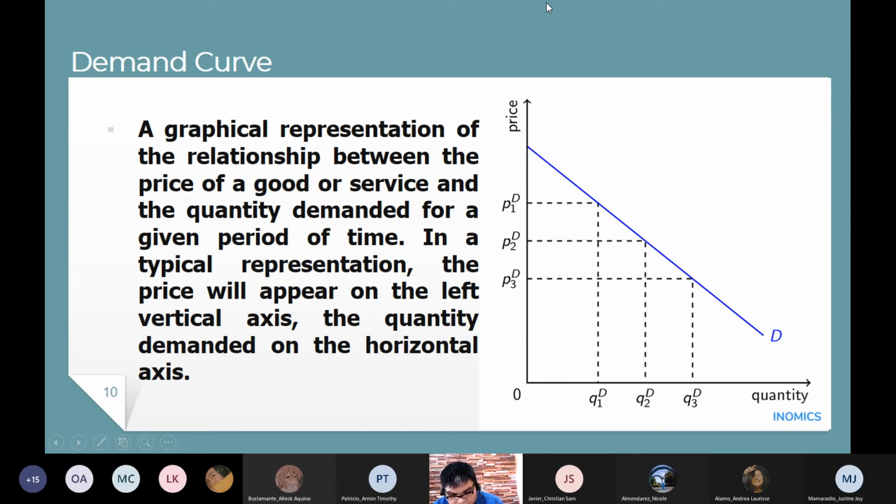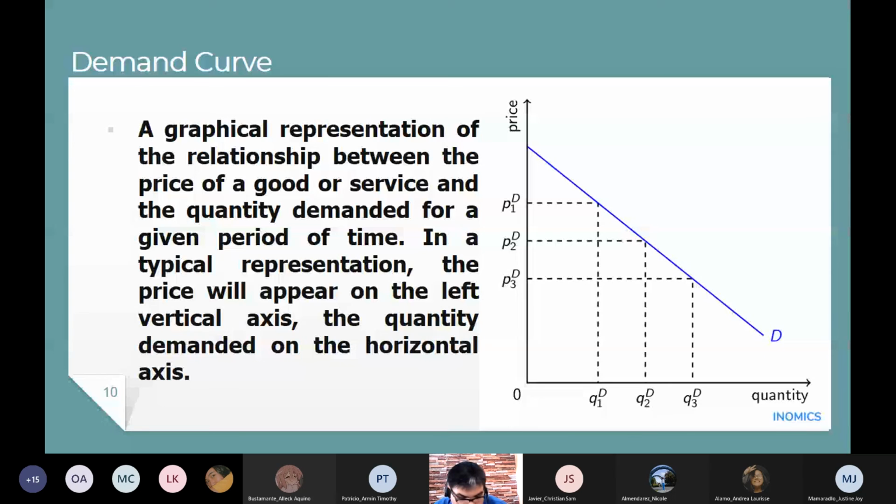Note that there is a decrease in the demand for that good at each given price. So meron talaga siyang curve. Figure 4.2 shows a graphical depiction of a shift of the demand curve to the left and to the right.